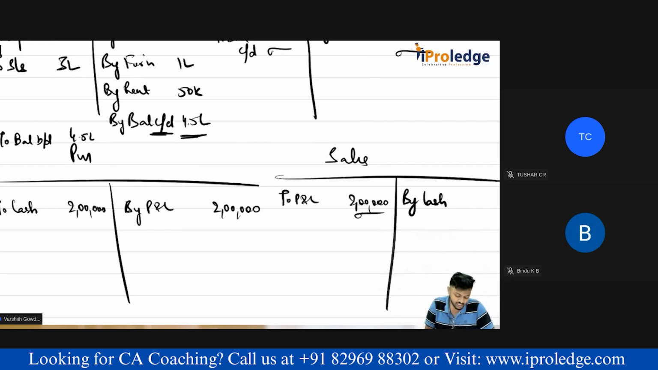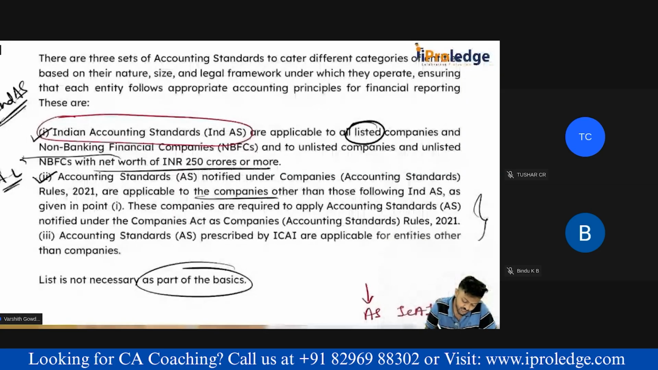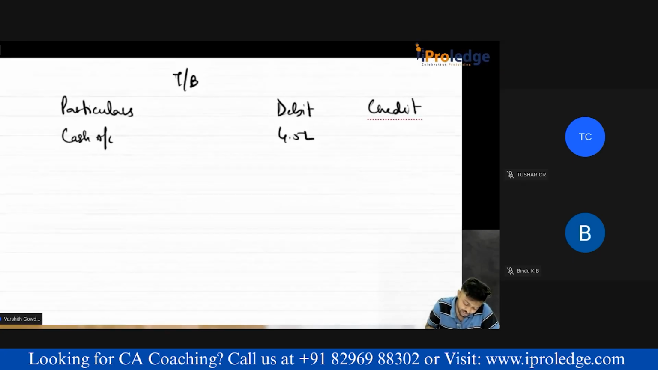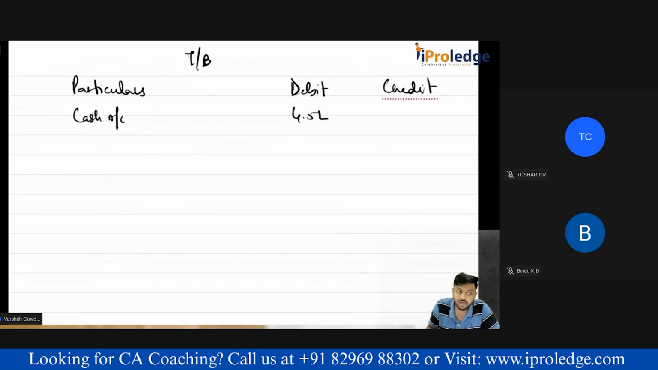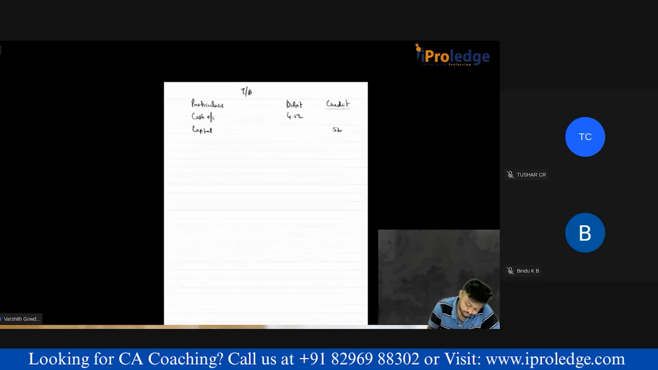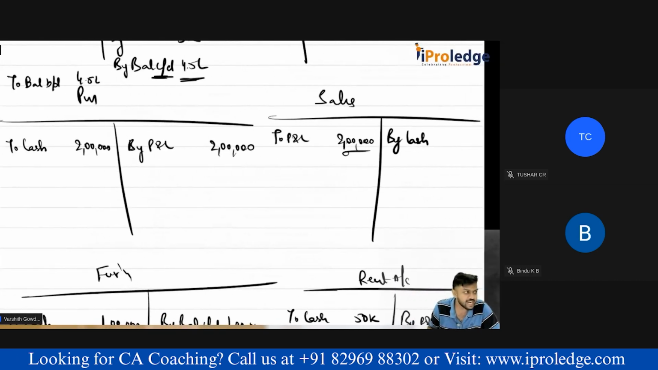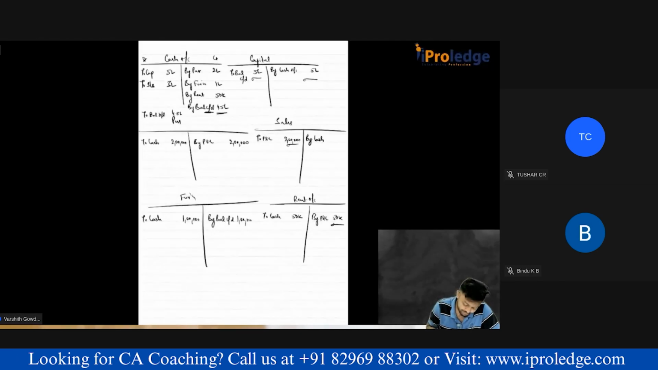Okay. The next one is capital. Capital has a credit balance. Which side will it come? Capital has which balance? Credit. So capital, how much? 5. Then purchases. Debit. Purchase is an expense. Expense has the debit balance.